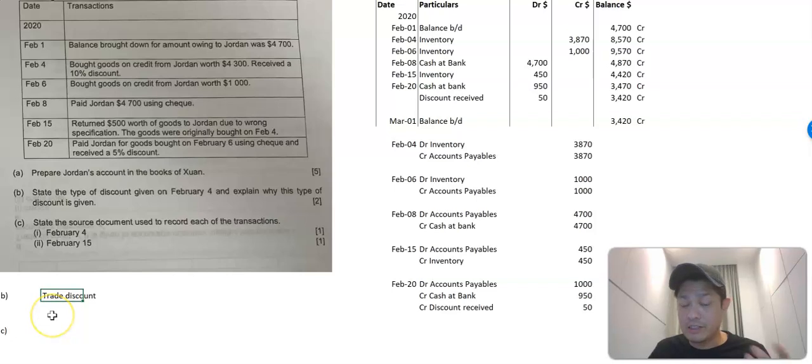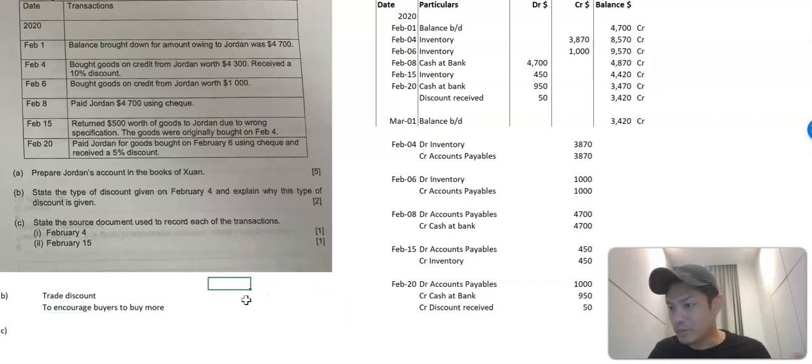All right, trade discount is when, at the point when you're buying the goods, they give you a discount right away. And this is to encourage people to buy more, essentially, right? It's similar to how when we go shopping and we get a discount for buying stuff. The shopping malls and the retailers are asking us to buy more when we are at the point of buying. Okay, then state the source documents to record each type of transaction on February 4th and February 15th.